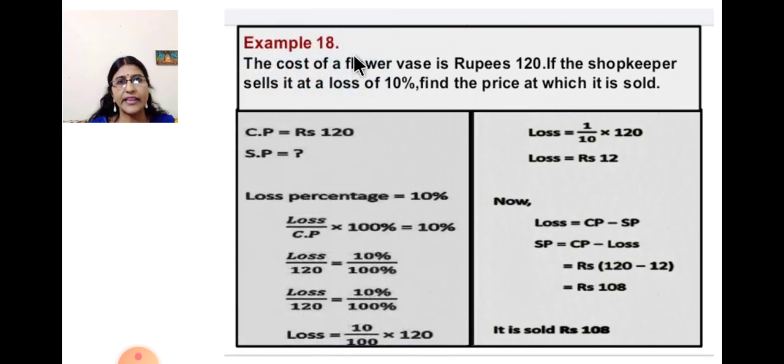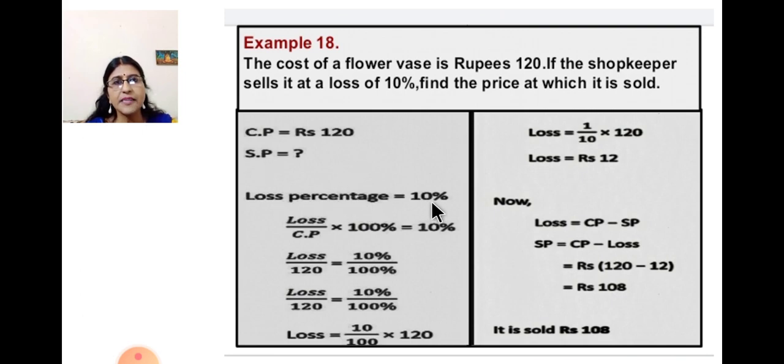Now we will take one example from the lesson, example number 18. The cost of a flower vase is rupees 120. If the shopkeeper sells it at a loss of 10%, find the price at which it is sold. That means here what is given? We know the cost price. So cost price we will write CP is equal to rupees 120. And then we know loss percent, that is written loss percent is equal to 10%. Find the price at which it is sold. That means we have to find out selling price. So selling price question mark.